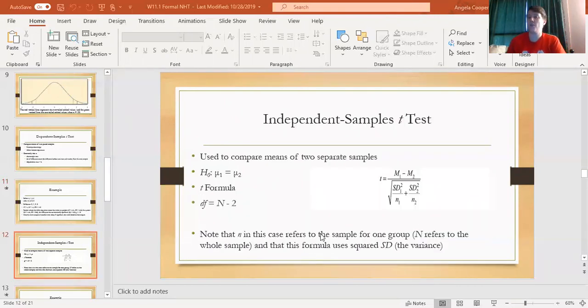Okay, so for independent samples t-tests, this is used to compare 2 separate samples. So now we're not looking at before and after. We're not looking at the same participants doing both conditions of our experiment or our quasi-experiment. Now we're more so looking at 2 separate groups. So this is going to be used for a between subjects design when there's no overlap.